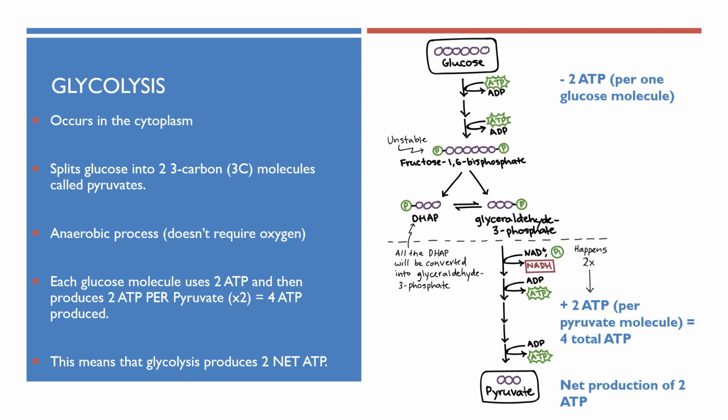And you also get the production of 4 total ATP. That's 2 ATP produced per pyruvate molecule, 4 ATP totally produced per glucose molecule, for a net production of 2 ATP. Because we invested 2 ATP, 4 minus 2 equals 2, a net production of 2 ATP.